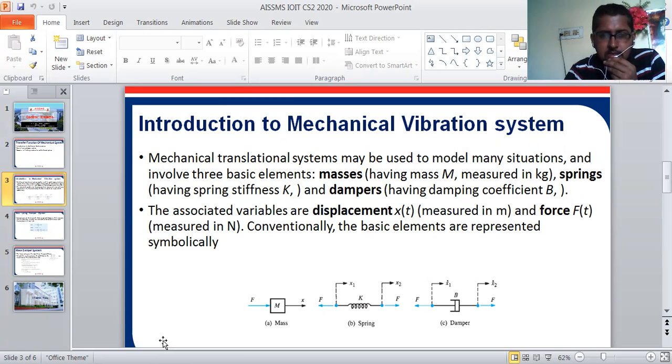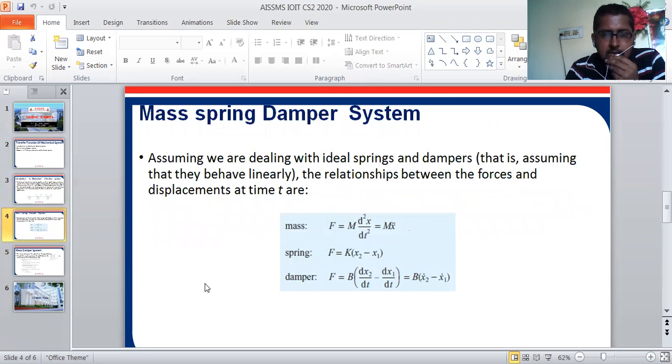The basic elements are represented symbolically. We represent mass as m, then the spring, and then the damper. Mass is represented as m, spring as k, and damper as b. If there is some displacement, then x1 and x2 are defined accordingly. Next, in the mass-spring-damper system, there is a relationship between force and displacement, that is, how much force is applied to the mass.